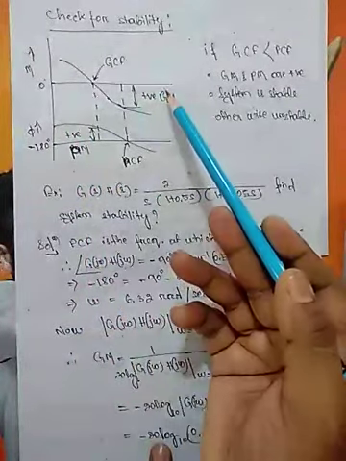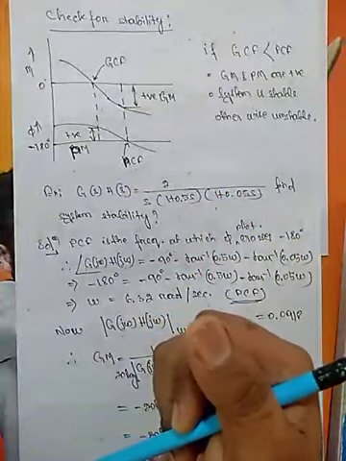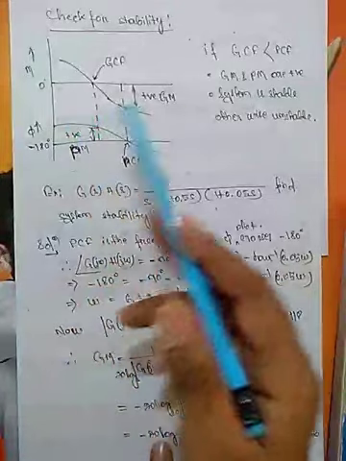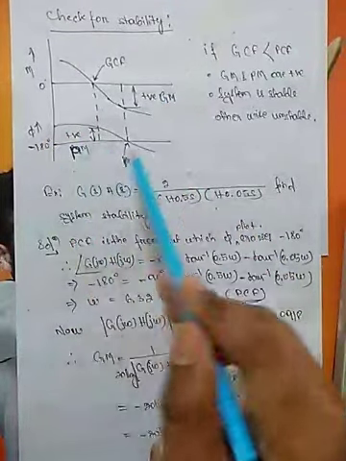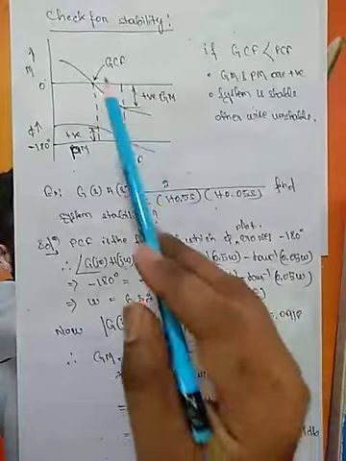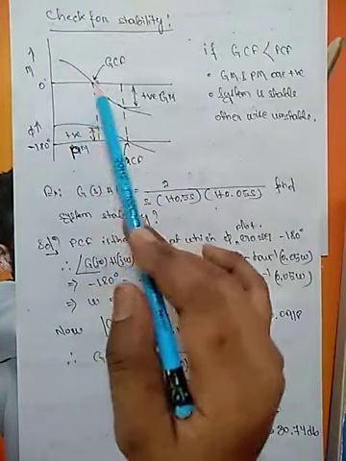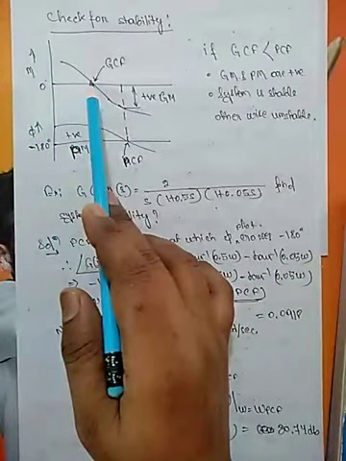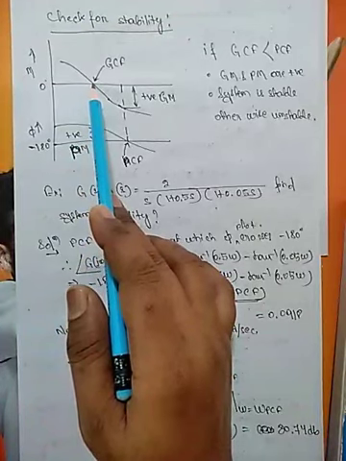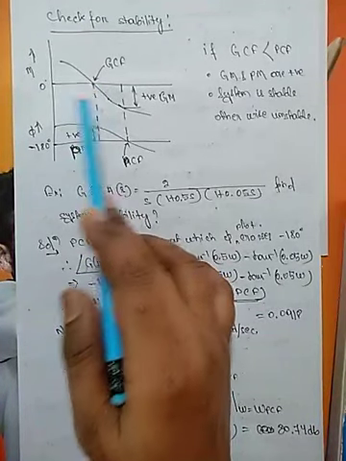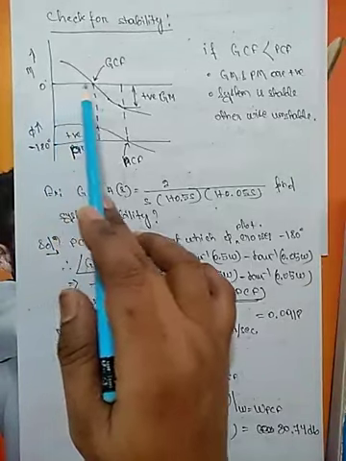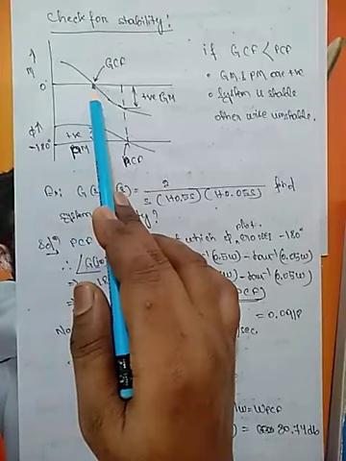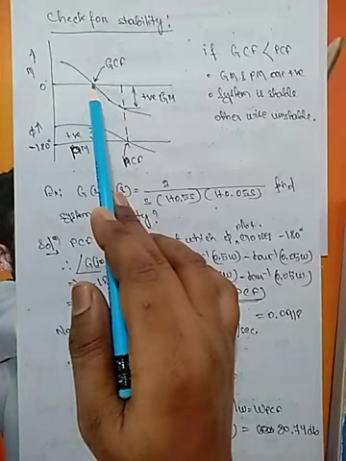Here you see two curves: one is magnitude versus frequency, another is phase angle versus frequency. I have drawn these two graphs roughly. See the magnitude curve, where it cuts the 0 dB line. This is the 0 dB line. That point is called the gain crossover frequency.